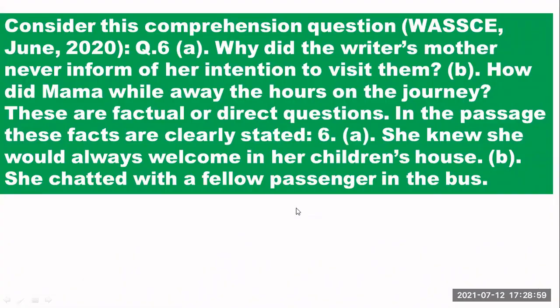So here we discover that she chatted with a fellow passenger in the bus, and this is the answer to the second question: how did Mama while away the hours on the journey? Now, once you get to the passage, you will find the context clue and then you will find the specific answer. These answers are facts, explicitly stated in the passage, and that is what makes them factual or direct questions.